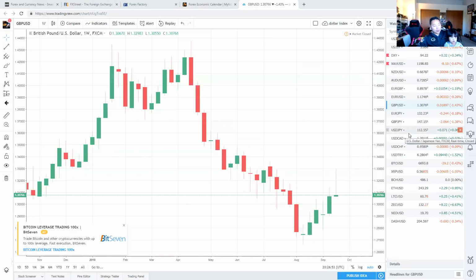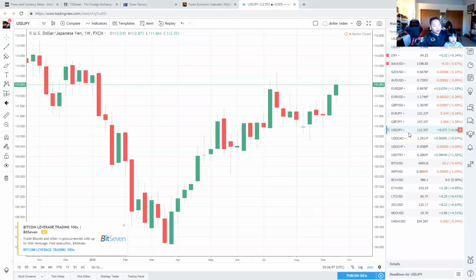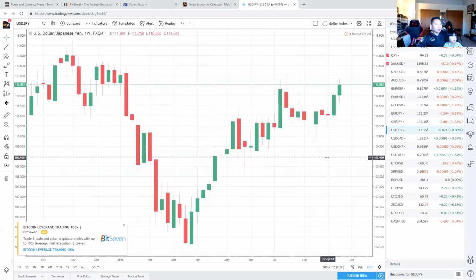So that's why I say you gotta pay attention to the Brexit headlines. USD JPY is very, very bullish, and like I said, it's been stuck here for so long. This was the initial push, and then we got the second push. This candle that closed here is already above these two previous candles.